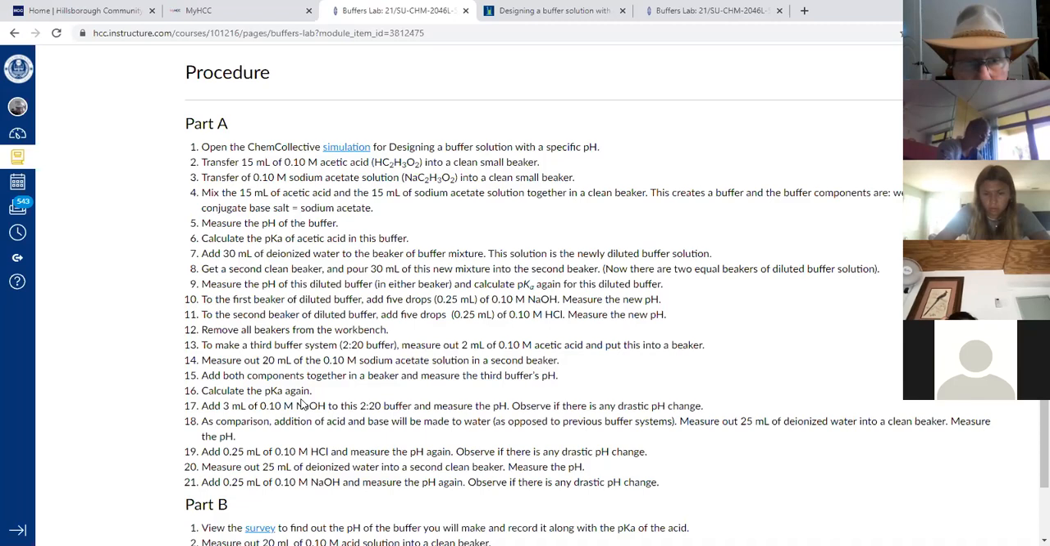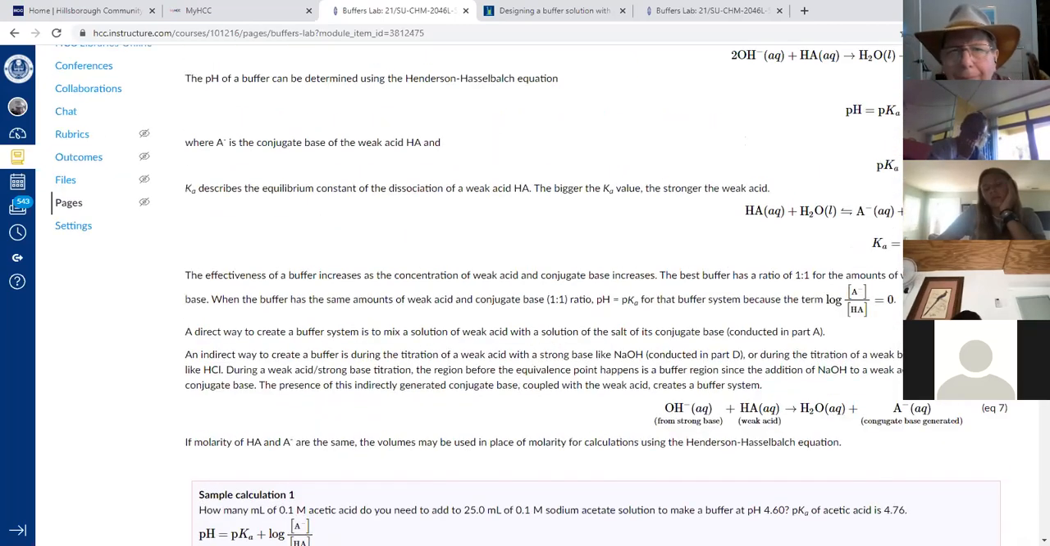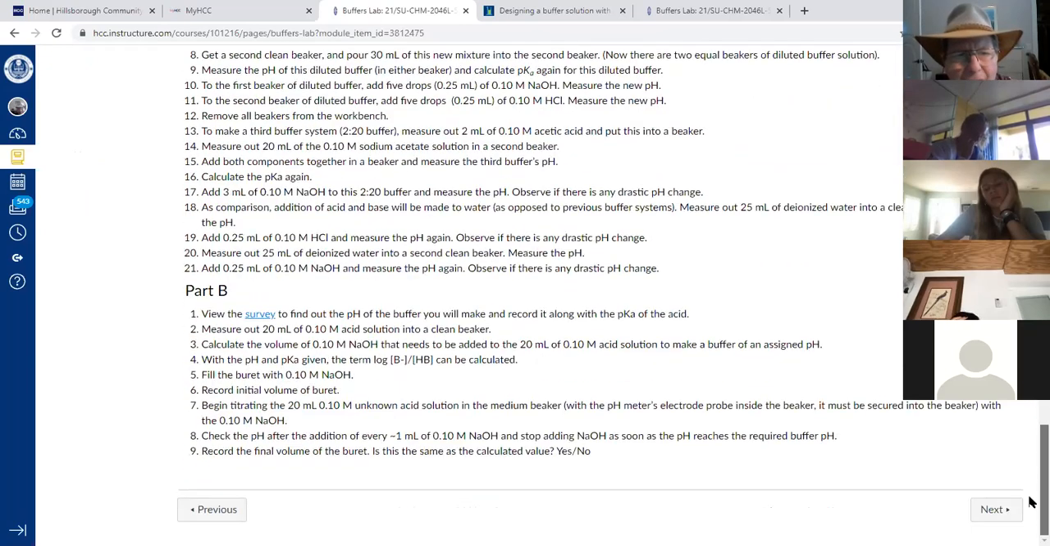How much HCl do you add though? None. At 17, all you're doing is you're adding 3 milliliters of the NaOH to the 2 to 20 buffer. And you're seeing if there's any pH change. So on the sheet, do we just put like 0 after adding HCl? Because that's one of the questions that it asks.